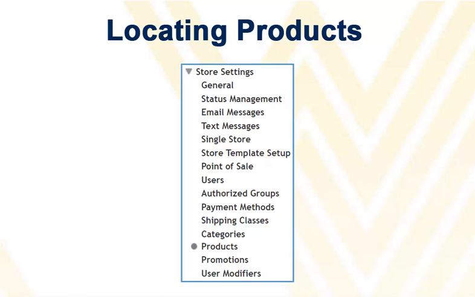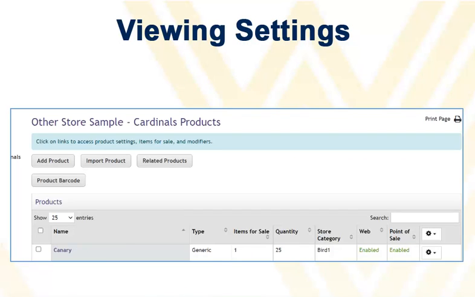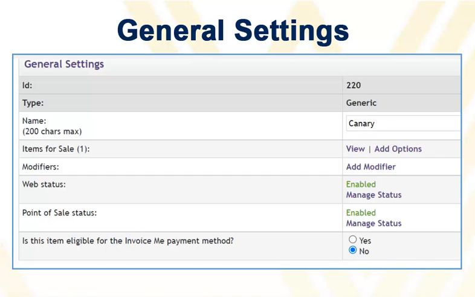You can locate it by expanding the Store Settings menu and then choosing Products. Click the product name to view its settings. In General Settings, you can add options and modifiers. If this product was brought over from Able Commerce and had questions for the shopper attached to the product, you will not see those questions here. You will need to recreate them.